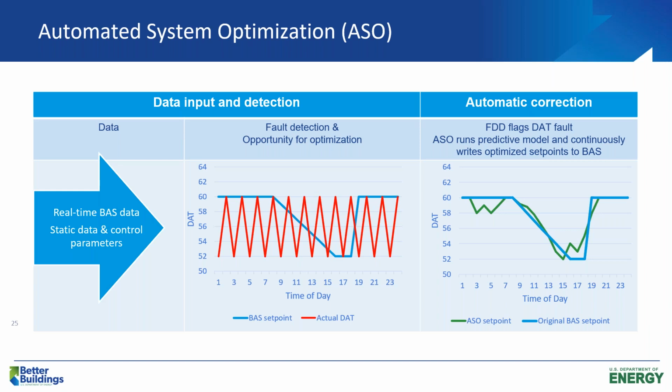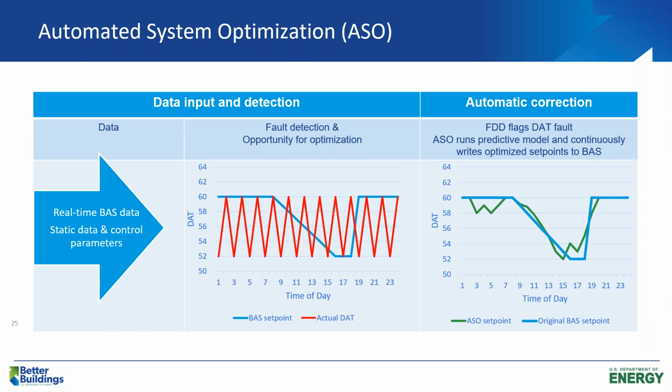Then there's this other layer where the ASO runs a predictive model and optimizes in real time for all sorts of things, including weather. Some of them are starting to get into things like time of use pricing too, so they're optimizing for cost. So this green line is an example of, well, the blue line is the original BAS set point, how the discharge air temperature is being reset over time as load changes.